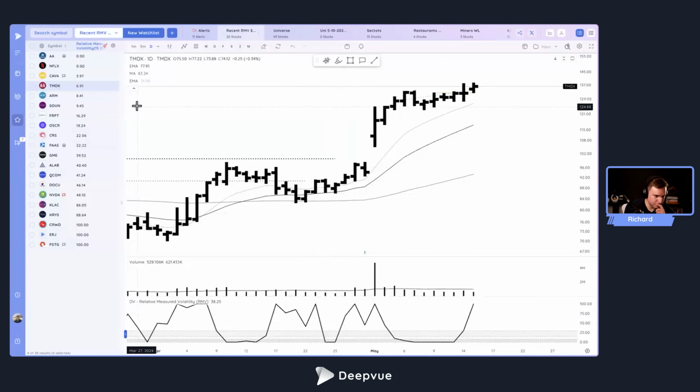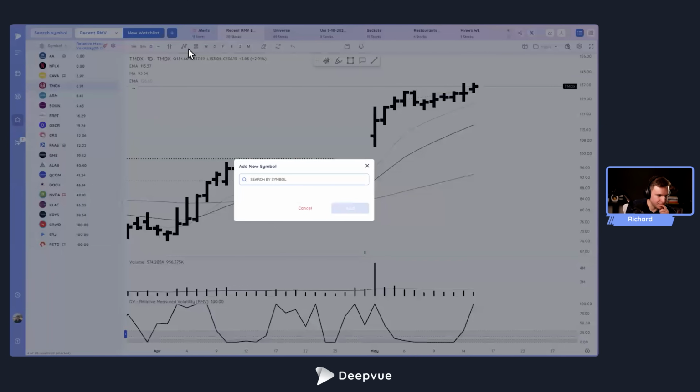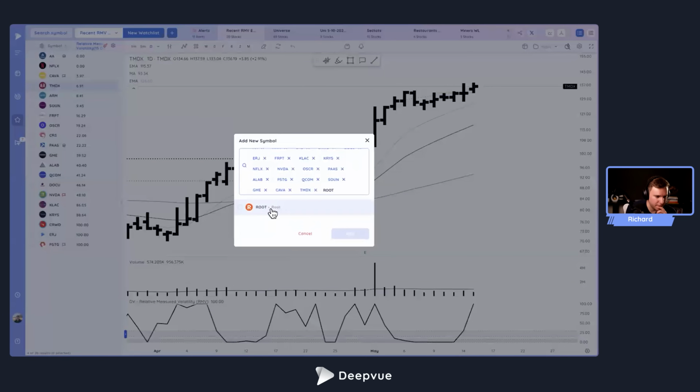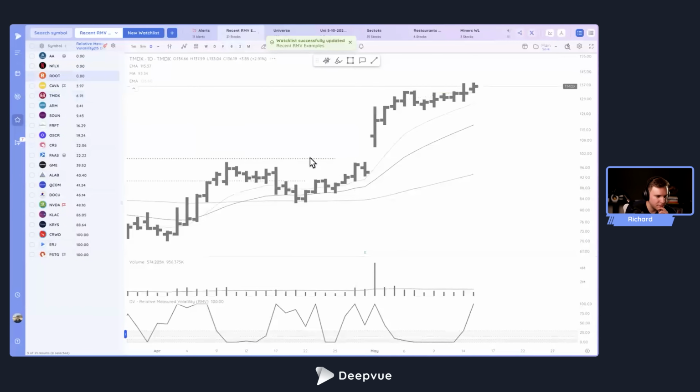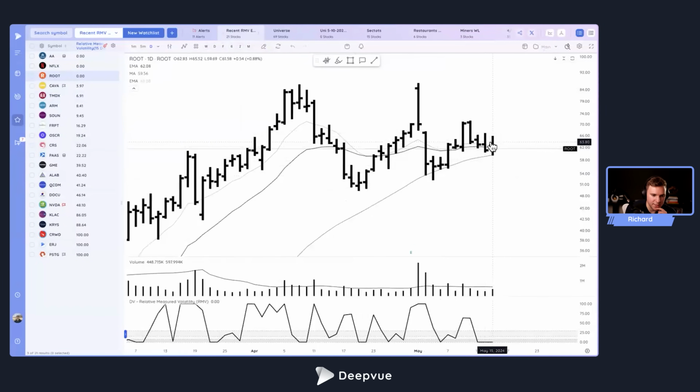Pull up ROOT. That one is tight near the 50 day. Yep, so this is a tight range near a moving average. Starting to get tight now. It's a little wicky, so this isn't my preferred range. I like it when everything's closer together and the closes are near the highs. Those are stronger to me.